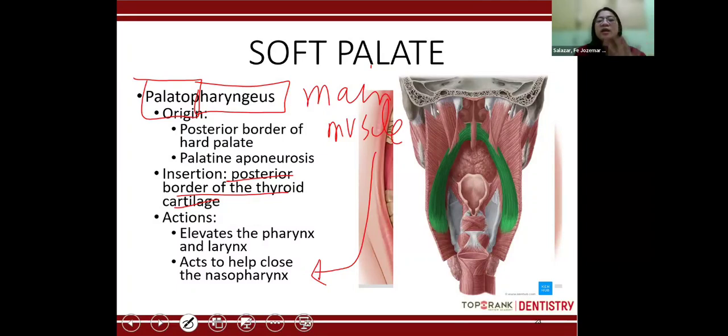Sabi ko kanina, your soft palate muscles will close off the communication between the oral cavity and the nasopharynx. Ngayon, kung may question na gano'n, tapos nakalist down lahat soft palate muscle, sabi ni Doc, lahat ng soft palate muscles will close off the opening. Pero lahat to soft palate muscle. So anong i-answer ko? The main muscle that closes off that opening is your palatopharyngeus muscle.